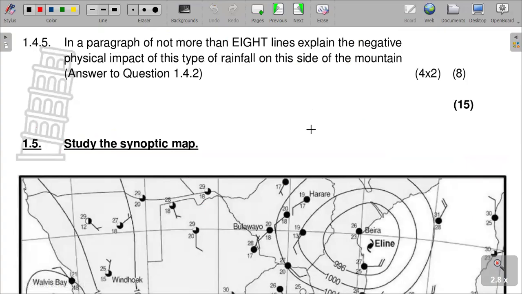In a paragraph of not more than 8 lines, explain the negative physical impact of this type of rainfall on that side of the mountain. One, the negative effects of the rainfall. It can lead to soil erosion. Two, it also results in landslides damaging the natural vegetation.